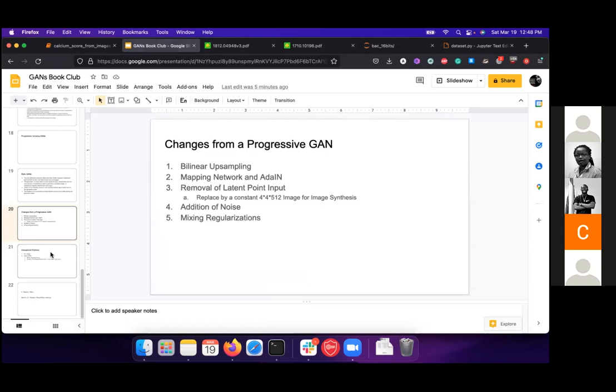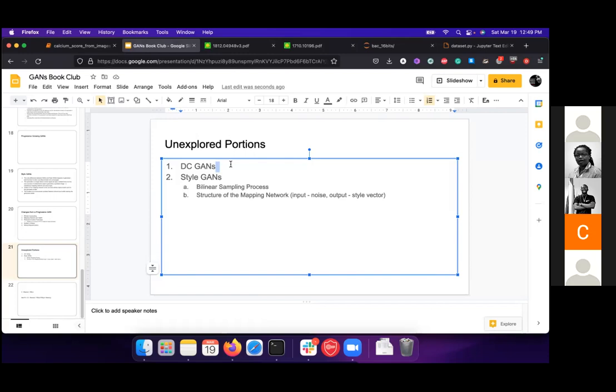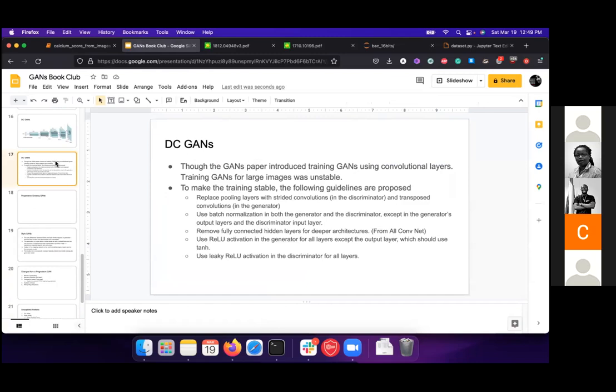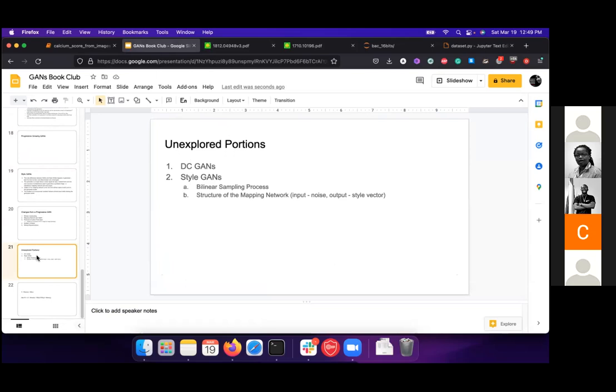Some confessions here. There are some unexplored portions from this whole slideshow. One is DC GANs. I did not explain why DC GANs are different from the original GANs. I told you that the convolution makes it unstable, but I didn't tell you why. And I mentioned that there are some points that make it stable, but I didn't explain why these points make the DC GAN stable. That is something I did not explore. I tried to explore, but I couldn't. I'll try to do something for that.